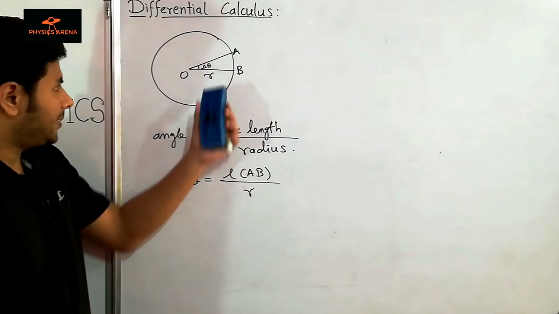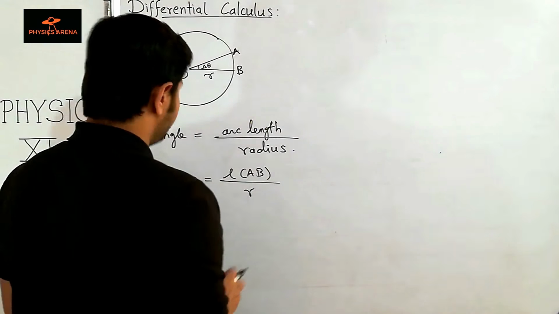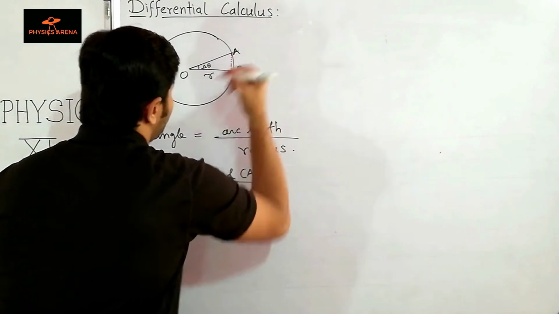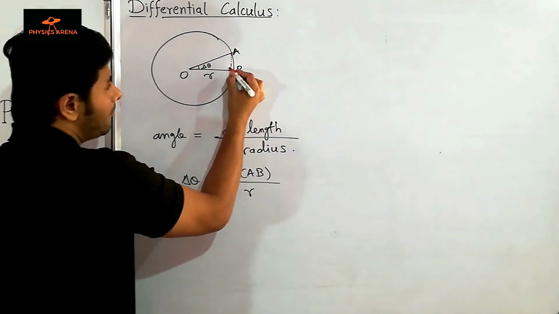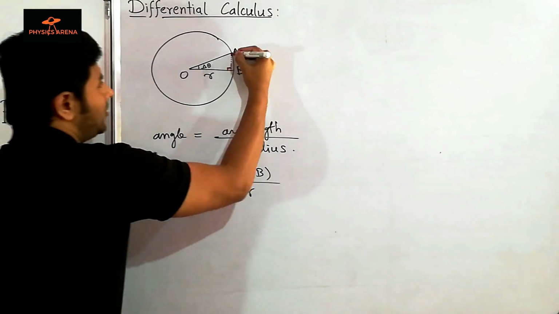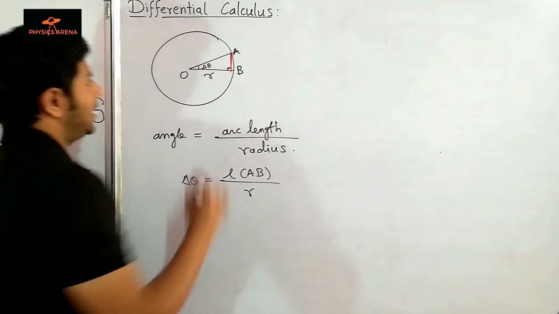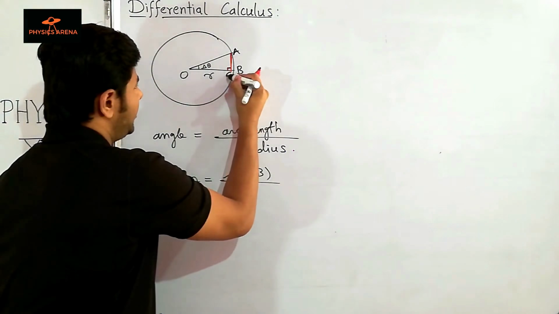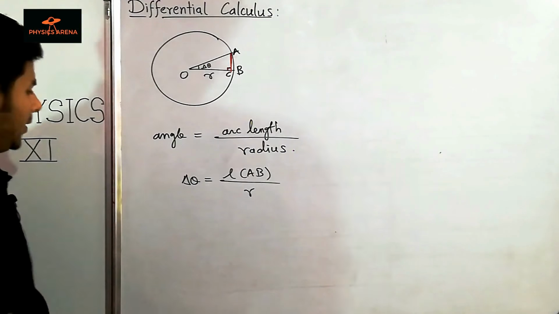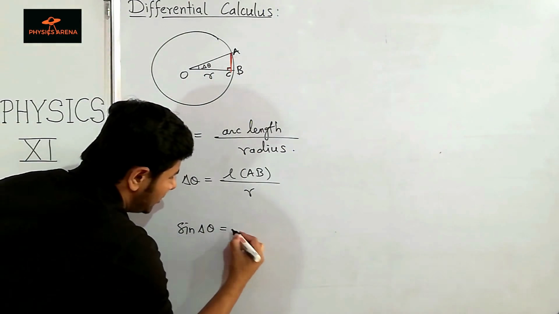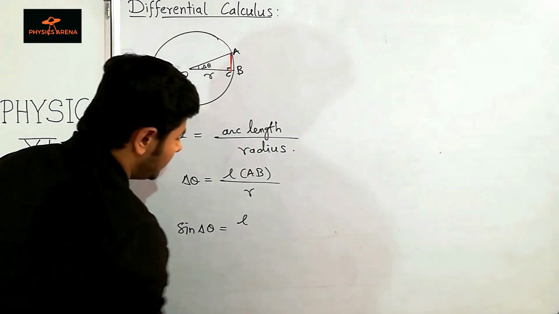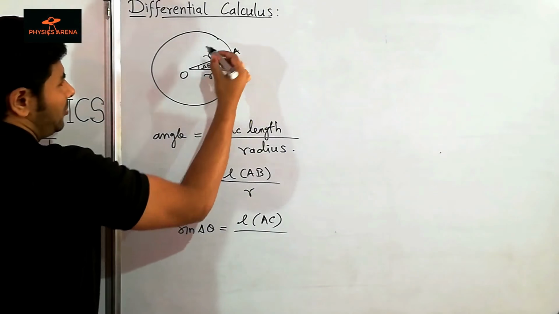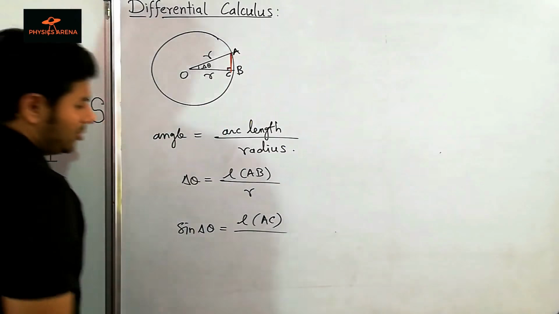Now what will be the sine of the angle? For that I will just draw a perpendicular from there. I hope you can see that. So I have drawn a perpendicular from here, in black. So suppose that point is C. Then sine of delta theta is equal to the length of the opposite side, which is AC, divided by the length of the hypotenuse, and the hypotenuse is this OA, which is the radius.